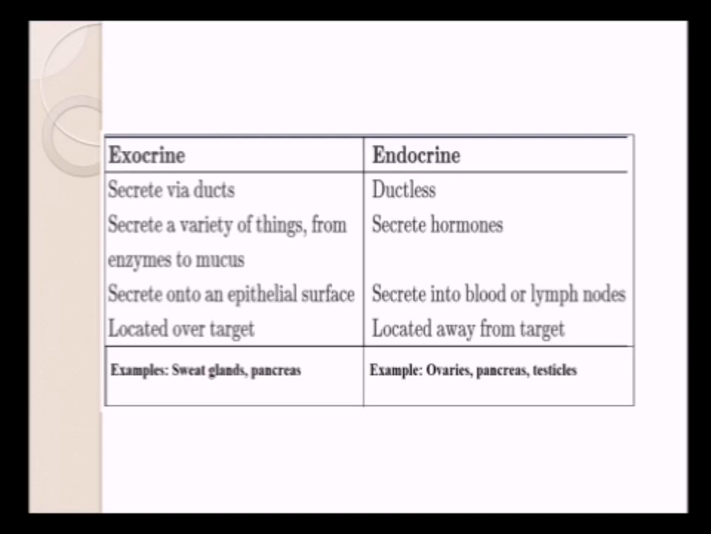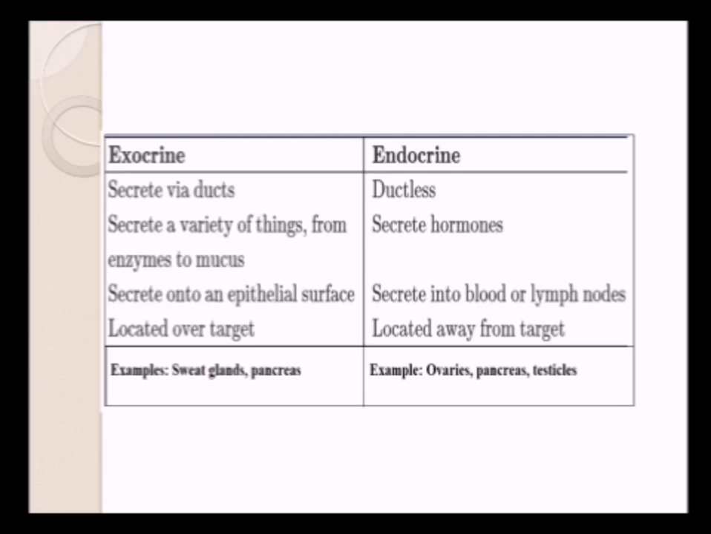Exocrine glands secrete chemicals or juices by ducts. Endocrine glands are ductless. Exocrine glands secrete a variety of things from enzymes to mucus, whereas endocrine glands secrete only hormones. Exocrine glands secrete onto an epithelial surface and release their secretions into ducts, whereas endocrine glands secrete hormones and chemical messengers into blood.